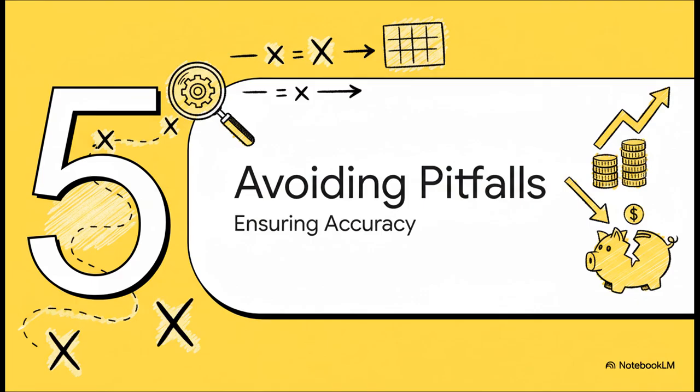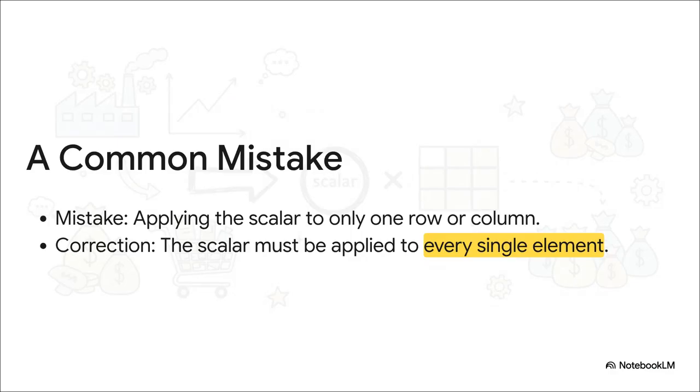Now, before we conclude, it's vital to discuss a common mistake I see with students applying this concept for the first time. In business, even a small error in your calculations can lead to significant problems down the line, so ensuring accuracy is paramount. So, what's the mistake? It's selectively applying the scalar. For example, only applying the price increase to the large drinks. That is not scalar multiplication.